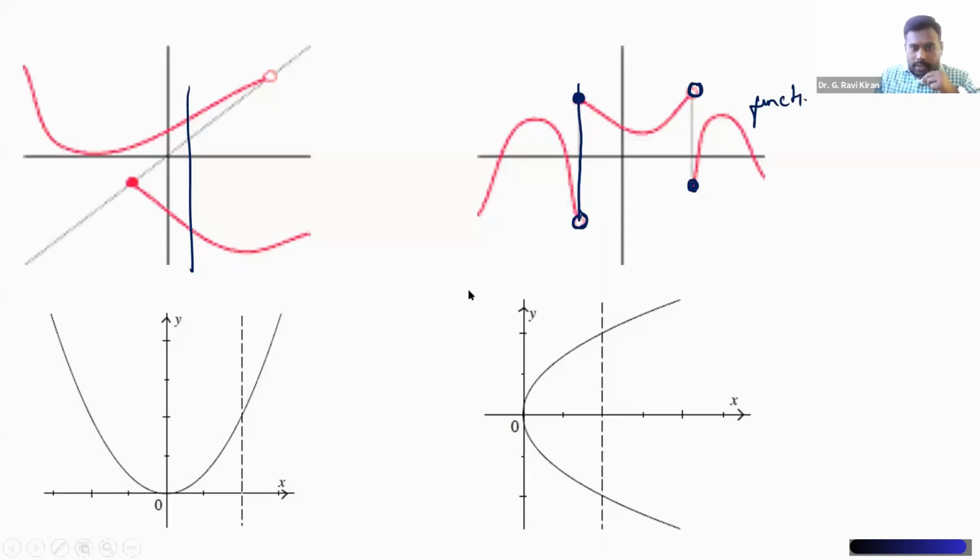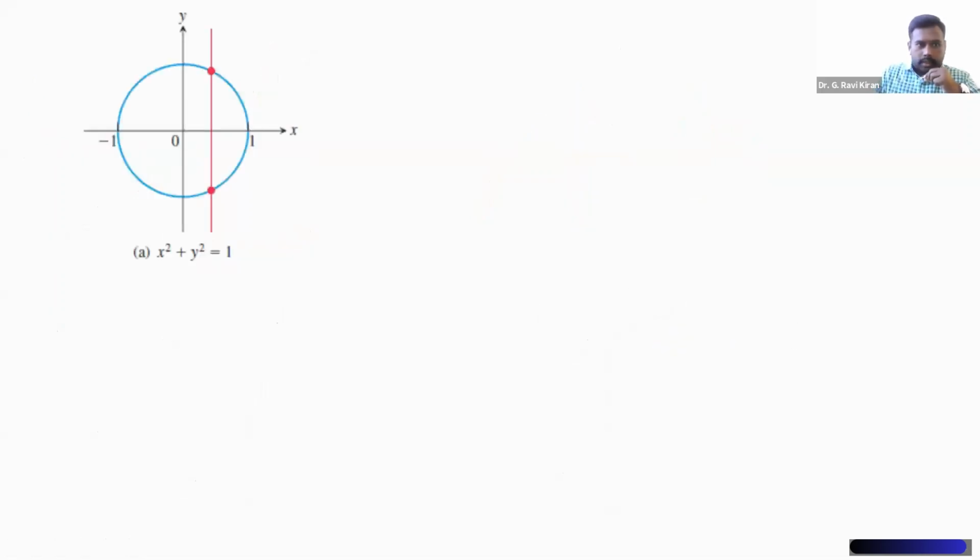And if you look at the other one, the last one here, since this vertical line crosses the parabola at two different locations, you cannot take this as a function. This is not a function. Right? Then look at this circle. When it is a circle, you are given already a vertical line here. Right? See, the vertical line is crossing the circle at two different locations. Correct? So that you cannot take this as a function.